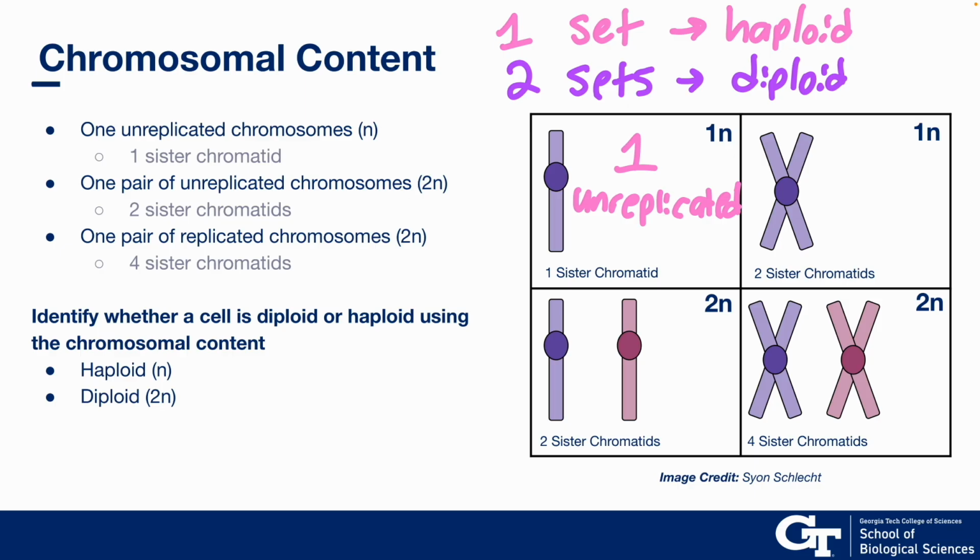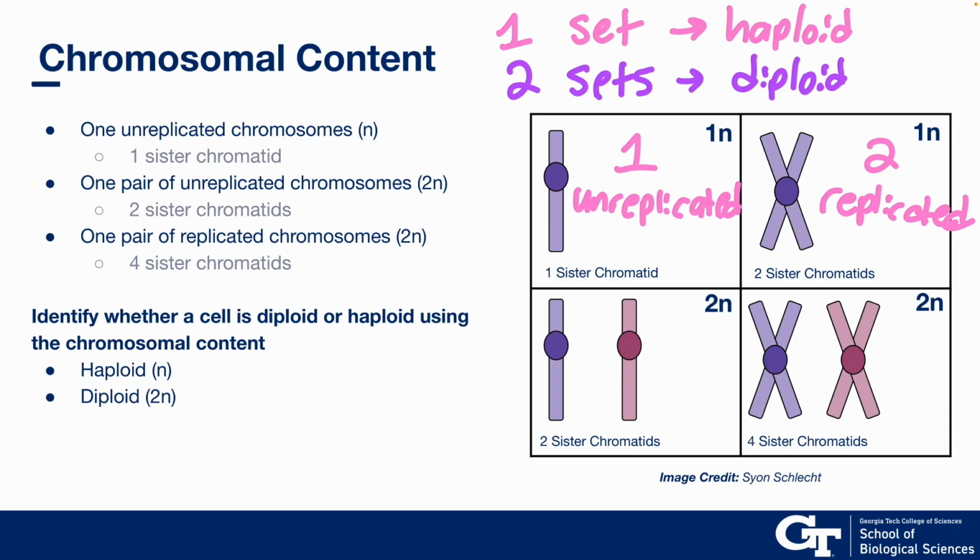Well, what happens if we make an identical copy of that, and that's where we get that X structure? Well, when we copy that, that's when we have two sister chromatids that are replicated. We're still haploid because we only have one set of chromosomes in total, but now it's replicated because we have the same thing on both sides.